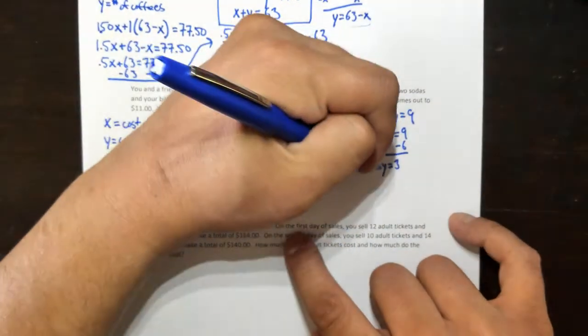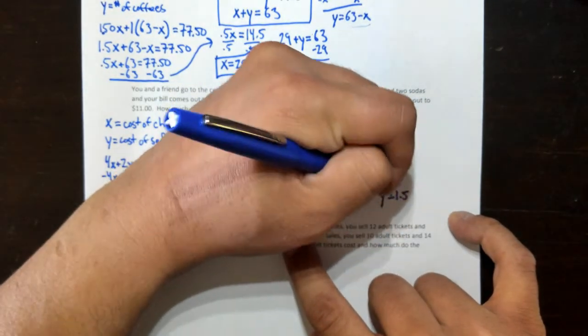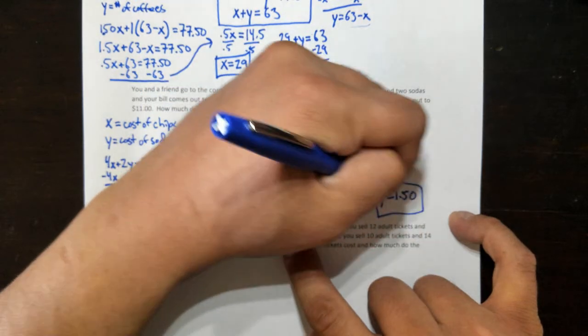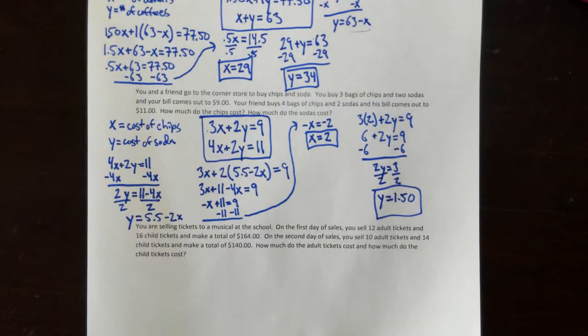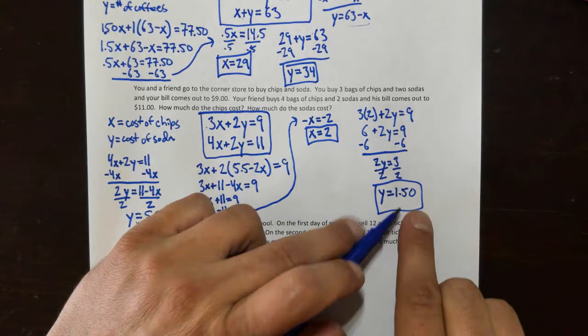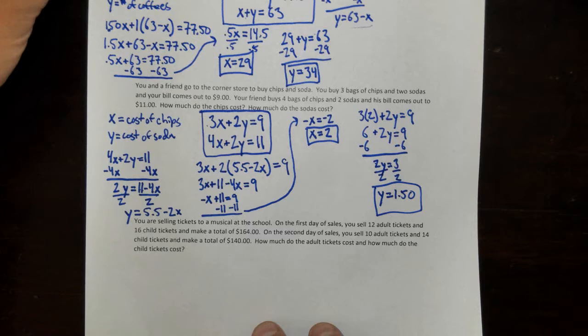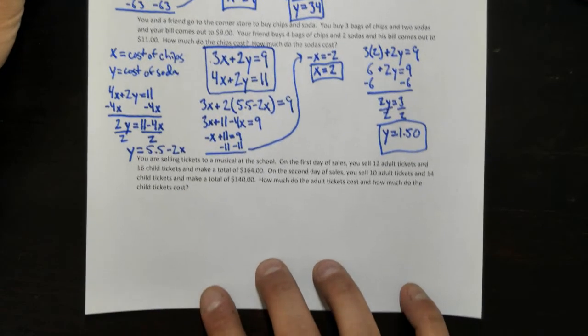And divide both sides by 2. So y is equal to 1.5, or $1.50 since we're talking about cost. So the cost of the chips was $2 and the cost of soda was $1.50. Awesome. I have one more example for us.